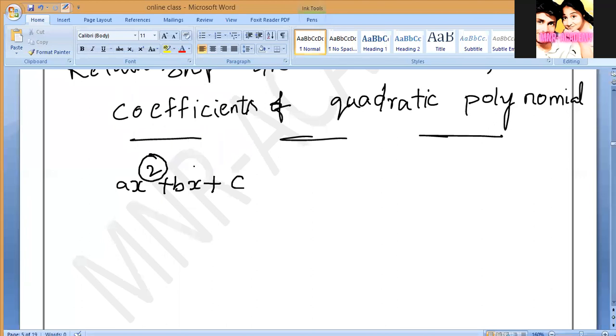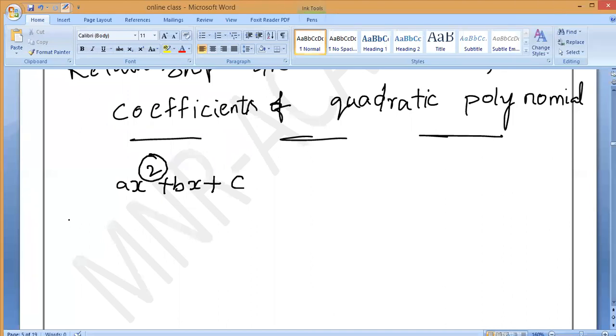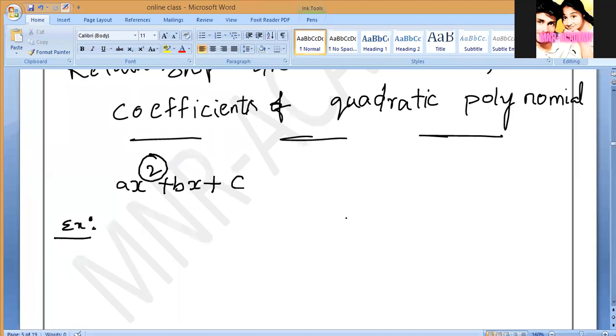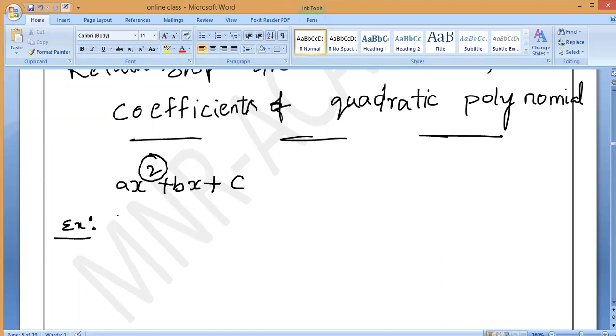Here we have to find the relationship between zeros and coefficients of the quadratic polynomial. An example of a quadratic polynomial? 2x square minus 8x plus 6 is one of the quadratic polynomials.